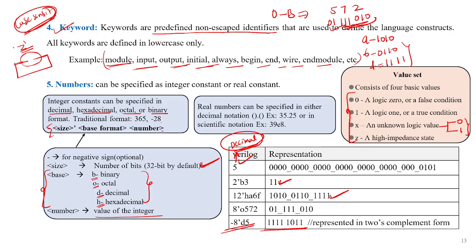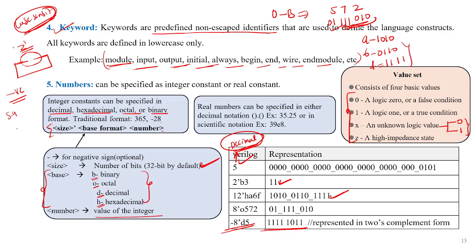Any answer? This is also one interview question they can ask. Orally they can ask, and in the digital also they can ask. I told you the negative number representations: sign magnitude, one's complement, and two's complement.